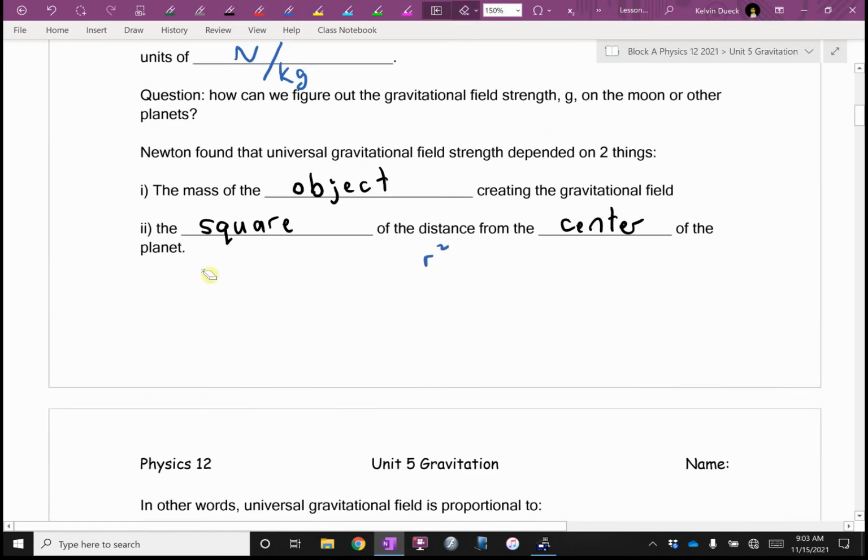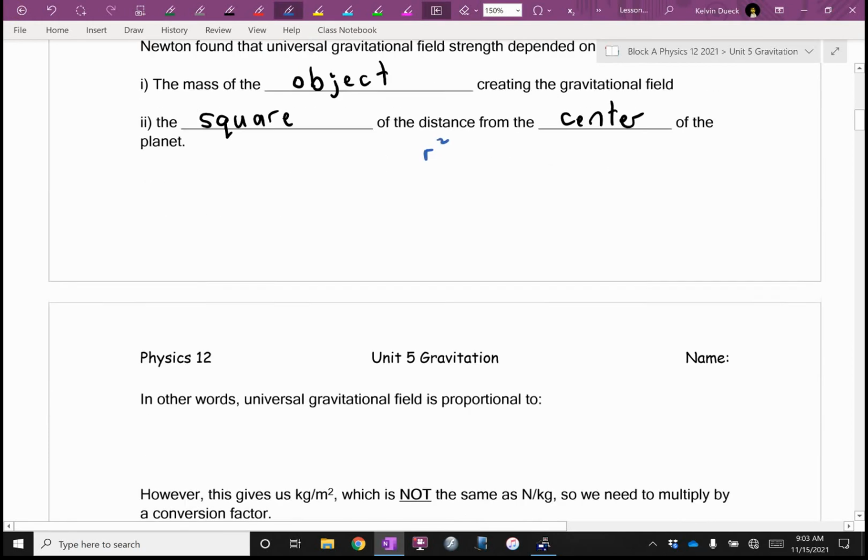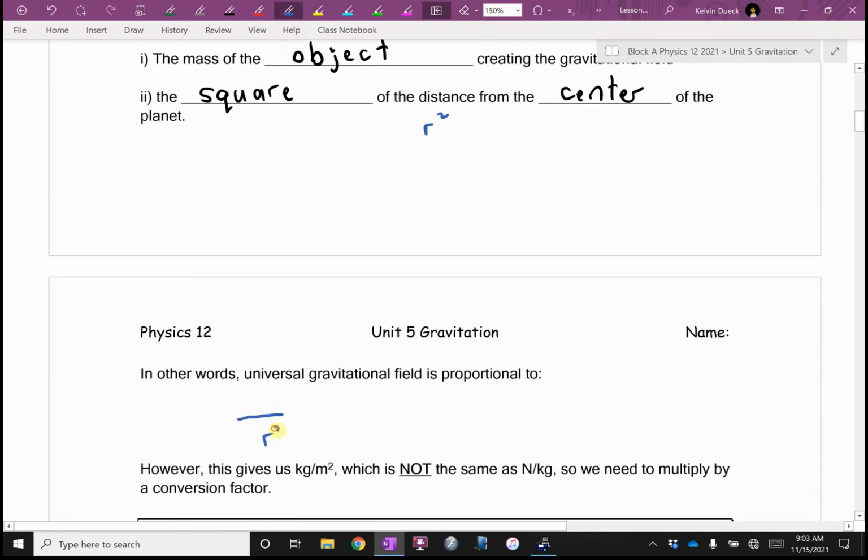Now, he found that when this second one got bigger, the answer got smaller. So he said, okay, the r squared is on the bottom. He found when the mass got larger, the gravitational field got bigger, so the m was on the top. He said that universal gravity field, that's not 9.8, that's g anywhere in the universe, is proportional to, or depends on, and the symbol is a little fish like that. Newton said, look, I know that the gravitational field strength depends on those two things.